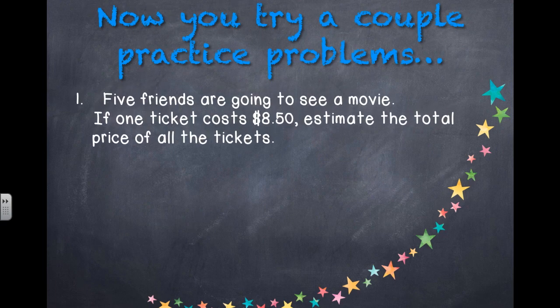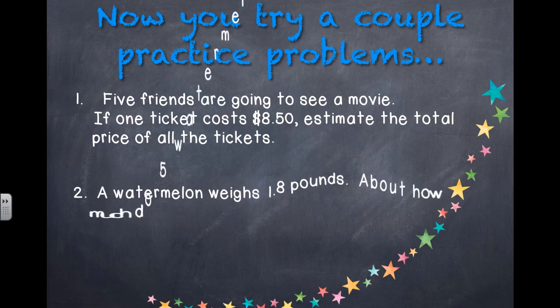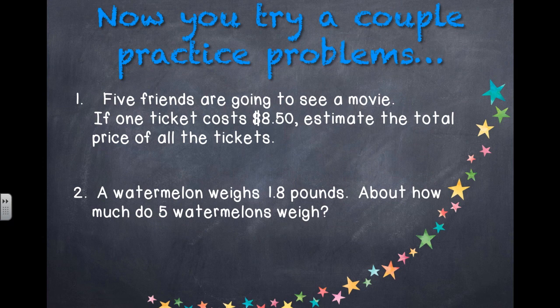Number 1. 5 friends are going to see a movie. If one ticket cost $8.50, estimate the total price of all the tickets. Number 2. A watermelon weighs 1 8/10 pounds. About how much do watermelons weigh? Pause the video, work out the problems, and bring your answers with to group. We'll go over them in group and see if you got the right answers.